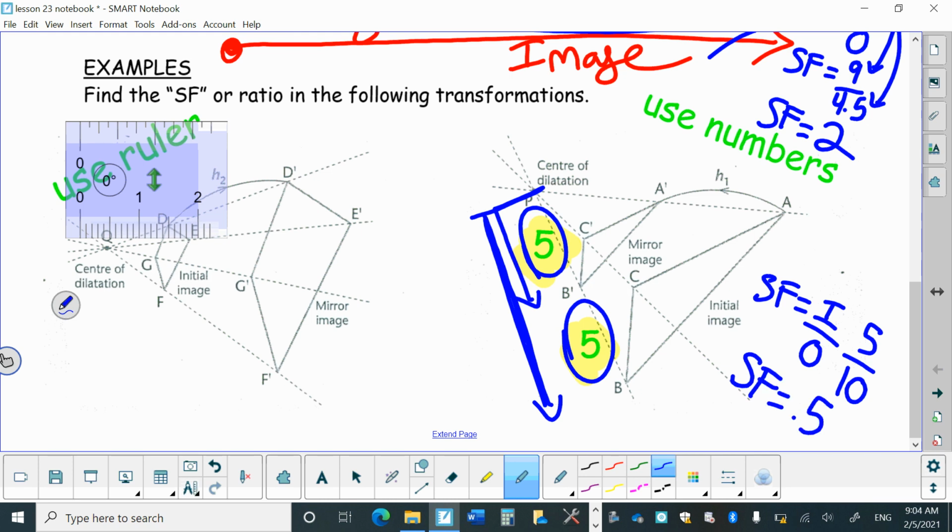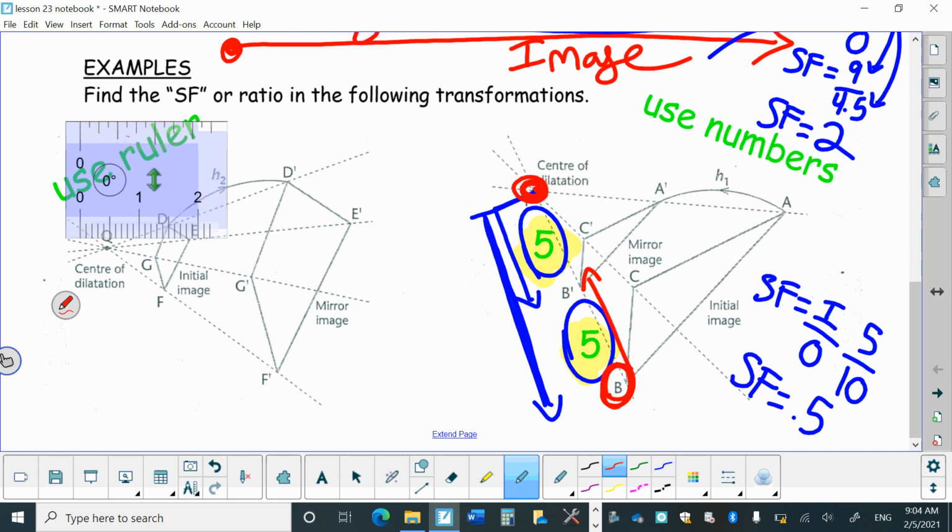Now you need to realize, okay, decimal 5 means my image is shrinking. And does that make sense? Here is my center. Here is my original. And yes, my image is actually shrinking. So it should be a number below the number 1.